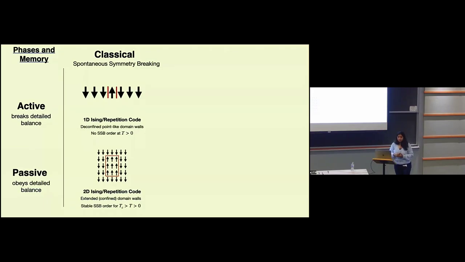This is in contrast to the 2D Ising model or repetition code, in which case, because of this 2D geometry, there are many local redundancies between my Ising checks. The product of Ising checks around any one plaquette is the identity. These local relations, or local constraints, force my domain walls to be extended or loop-like. This leads to thermally stable symmetry breaking order. We know the 2D Ising model has a finite T_C, and this can be used to passively encode classical memory.